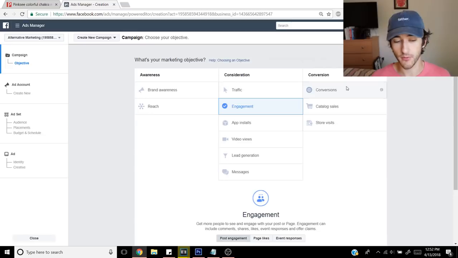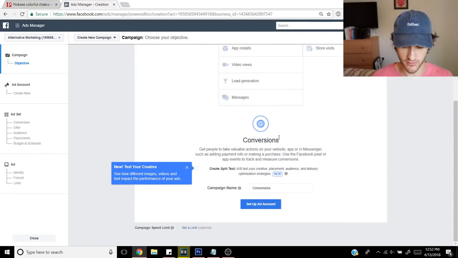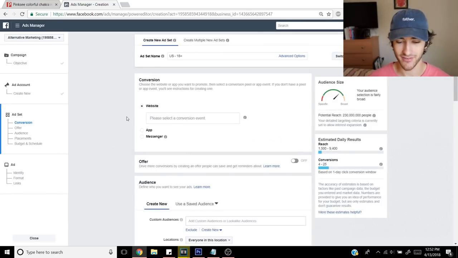So we're gonna go ahead and create a conversion campaign. So we're just gonna name this Chakra necklace, right? And we're gonna go ahead, and then it made me set up my ad account because I actually haven't set this one up yet. But here we are in the ad creation. We're creating a new ad set.